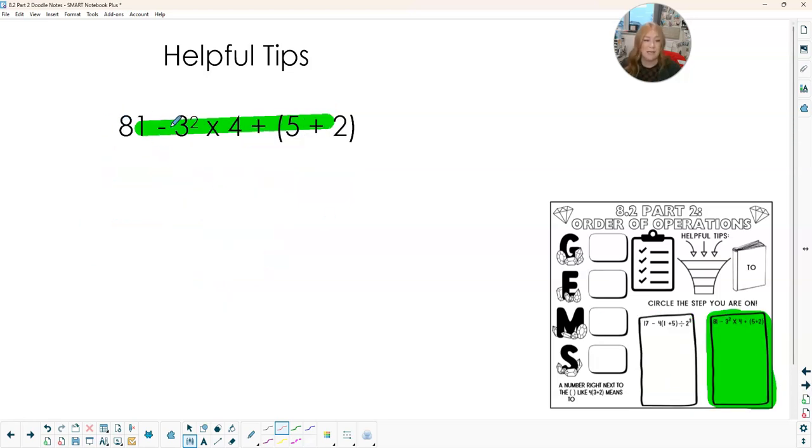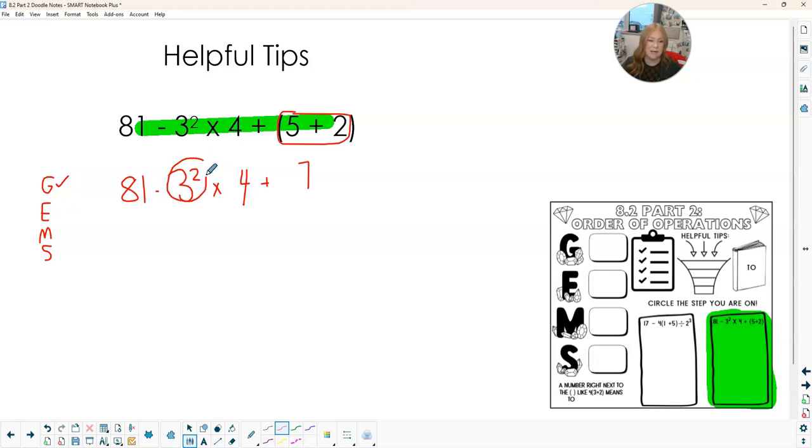So we have 81 minus 3 squared times 4 plus 5 plus 2 groups. So we want to start and get our checklist. It takes away some of the thinking we have to do when we just write down what we know. So we're looking for a group, which we have right here at the end. 5 plus 2 is 7. And we're bringing down everything else. 3 squared and subtracted from 81. So no more groups. G is done.